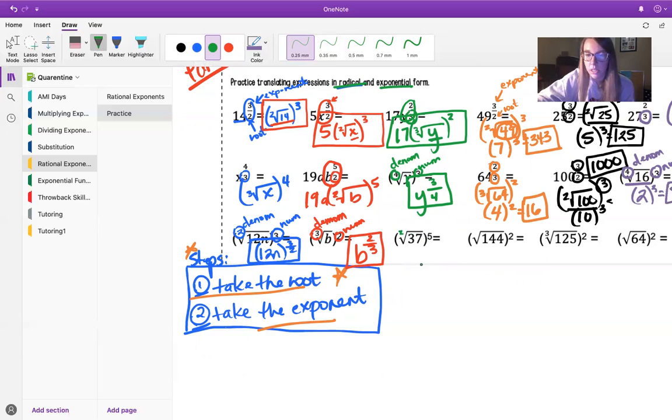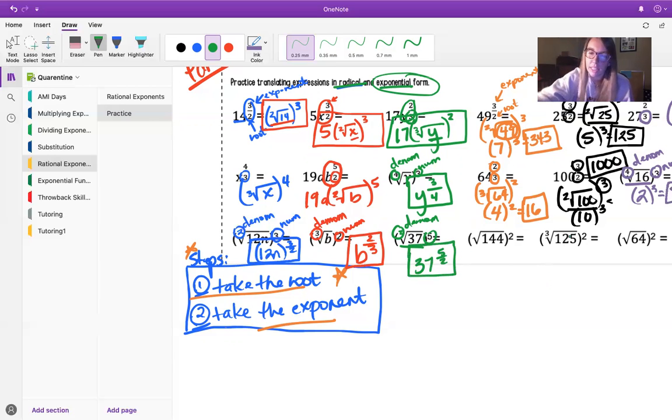All right, so this is the square root of 37 to the 5th power. All right, so always do the root first. There is not a number that we can multiply by itself to give us 37. So that would just stay the same. So really the only thing we can do to simplify it is just to change it to exponential form. So we know the root's going to be our denominator, and we know that that's going to be our numerator. So that's going to be 37 to the 5/2.